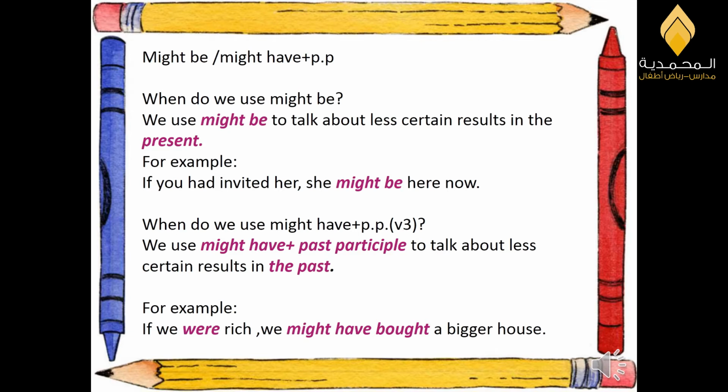Number 2. When do we use might have plus past participle or verb 3? We use it to talk about less certain results in the past. For example, if we were rich, we might have bought a bigger house. Did we buy a bigger house? We did not. Are we rich now? We're not. So I'm talking about something unreal. That's why I'm using the mixed conditional, with might have plus past participle to talk about less certain results in the past.